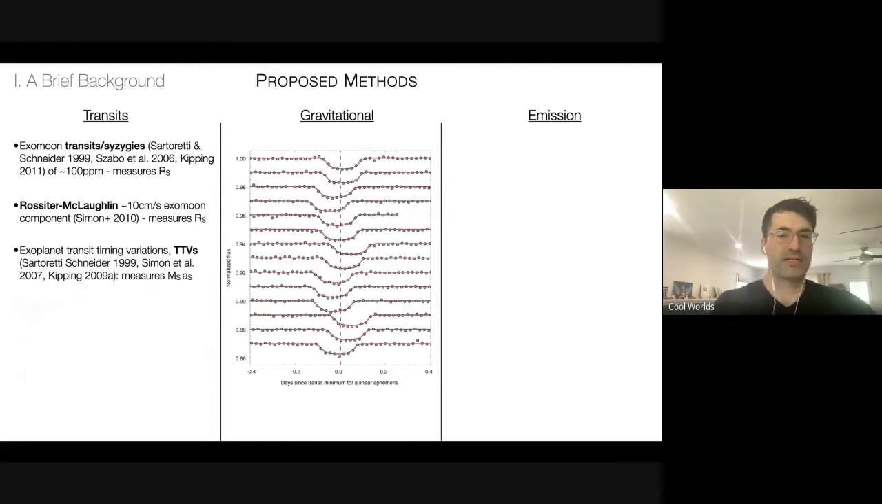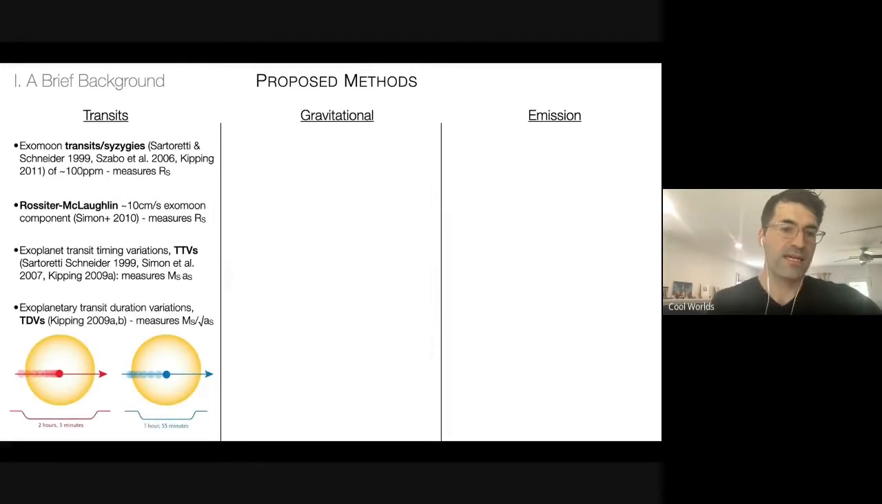Another method related to transits is TTVs. This is almost a gravitational method, so I'm sort of splitting it between the two, but we're looking at the wobble of the planets, transit timing variations, to look for the moons. Of course, TTVs can be used to look for other planets as well. And then there's transit duration variations, which are looking at the speed of the planet to see if that's changing.